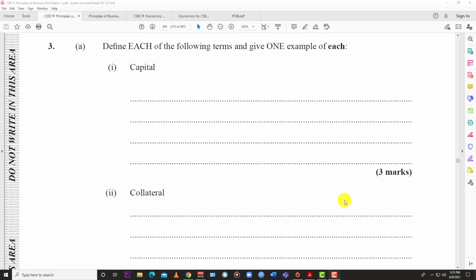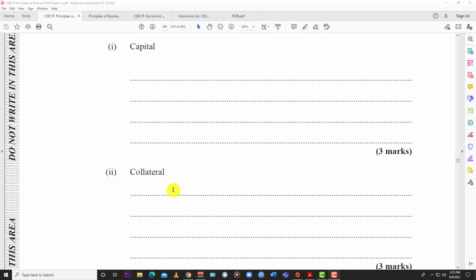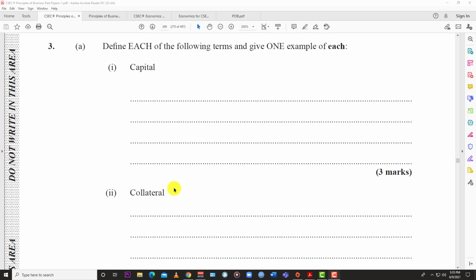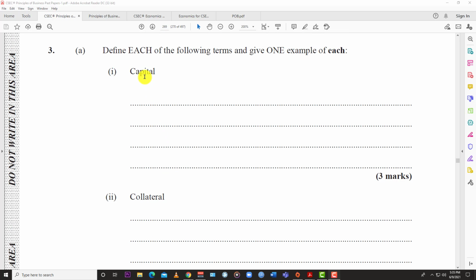Alright, good. So number 3, define each of the following terms and give one example of each. Capital, collateral, 3 marks each. So the definition is 2 marks, and give one example of each. And so we have capital. Capital are basically the man-made resources that are used in production. That's a simple way to put it. The man-made resources that are used in production.